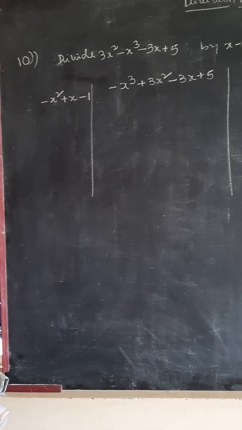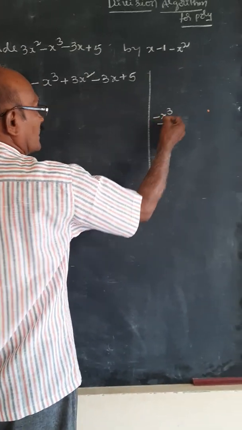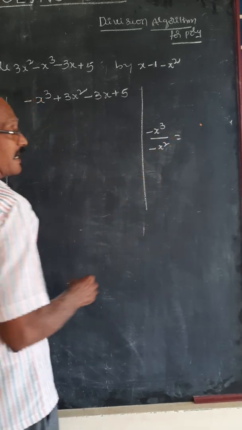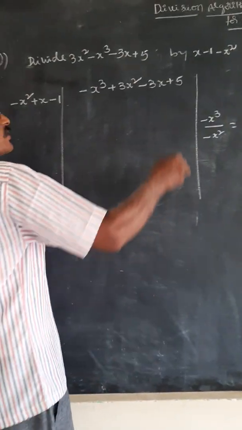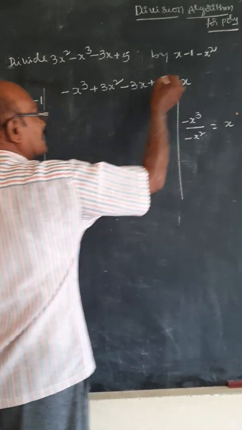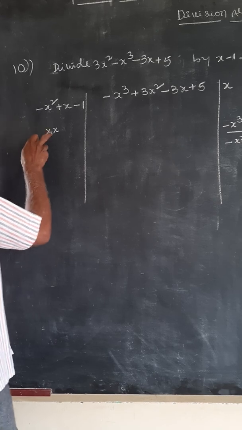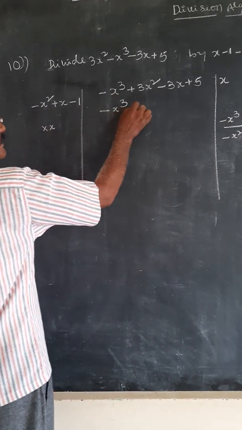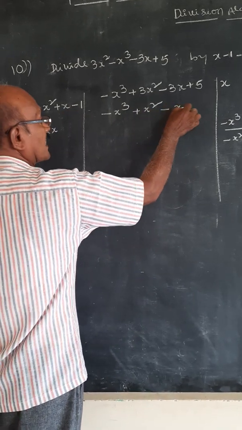In division, go to step 1. What is the first term? Minus x cube divided by minus x square. Minus by minus is plus, x square cancels, you will get x. So take the first quotient as x and multiply with the divisor. First term minus x cube, plus x square, minus 1 into x, minus x.